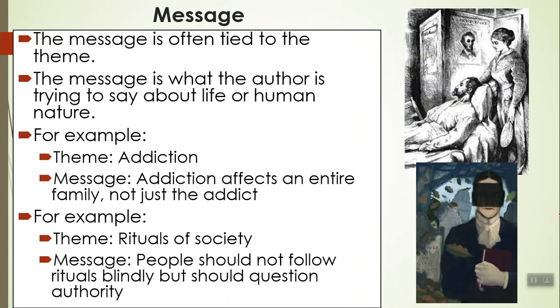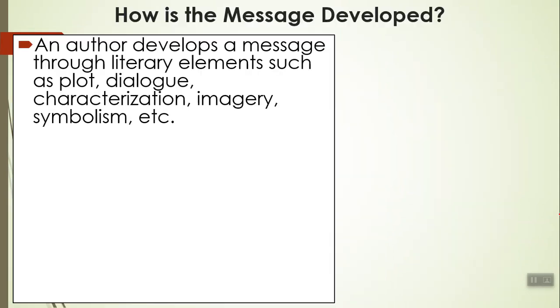What's happening in the story first? Identifying what is happening in the story, and then what literary elements the author is using to develop the story. And then what's the author's theme, what's the message, and how have they used some of those literary elements to develop that message? How is the message developed? What I'd like you to do is think about how the author develops a message through some literary elements.